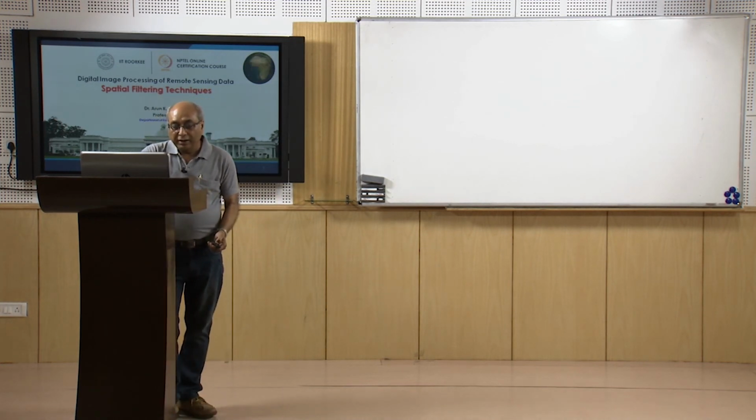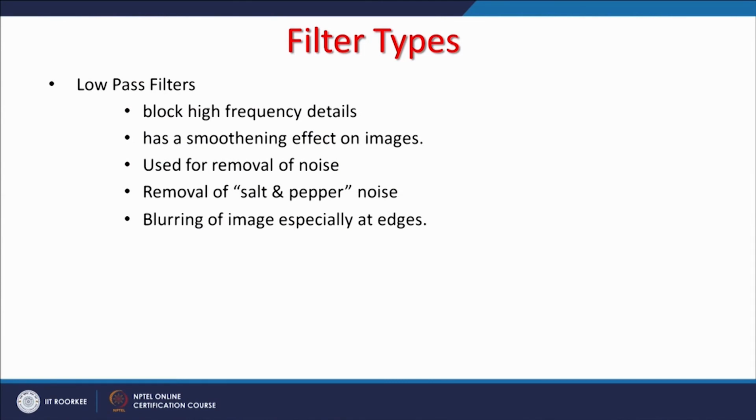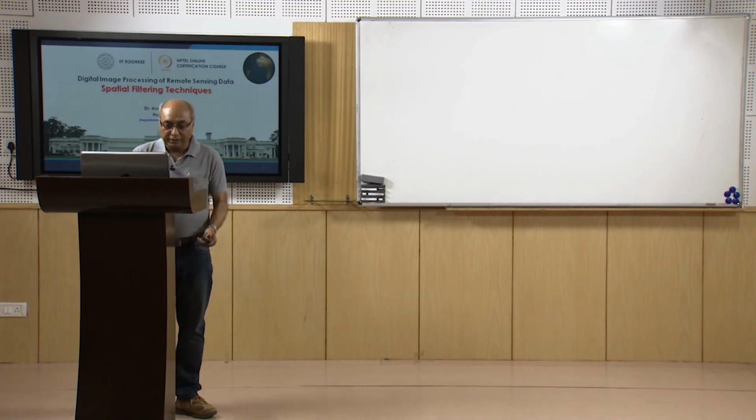One is dark, one is light, one is dark, light. So that is why it is called salt and pepper, and blurring of the image, especially at the edges. So this definitely will create a one-pixel problem on the edges of the image.